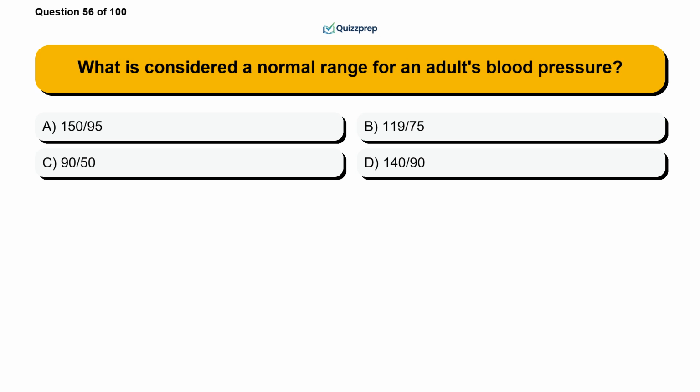Question 56. What is considered a normal range for an adult's blood pressure? Option A, 150/95. Option B, 119/75. Option C, 90/50. Option D, 140/90. The correct answer is option B, 119/75.